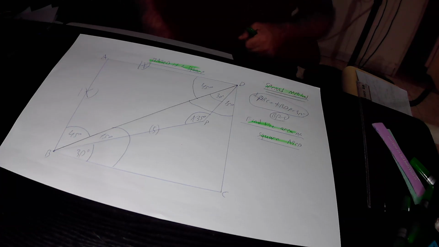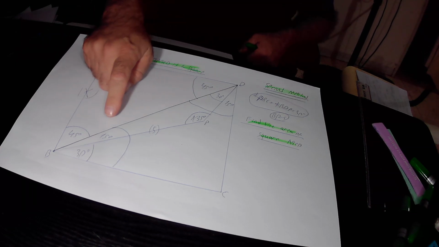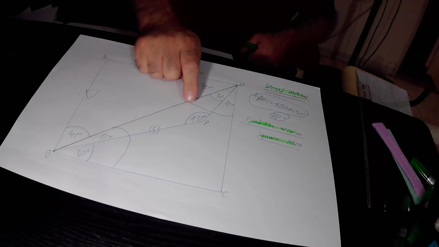So, in triangle DBP, 30 degrees plus 15 degrees is 45 degrees. Therefore, this third piece angle must be equal to 135 degrees in size, according to the rule that the sum of the angles in any triangle is equal to 180 degrees.